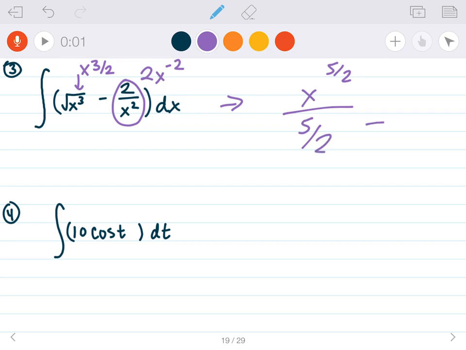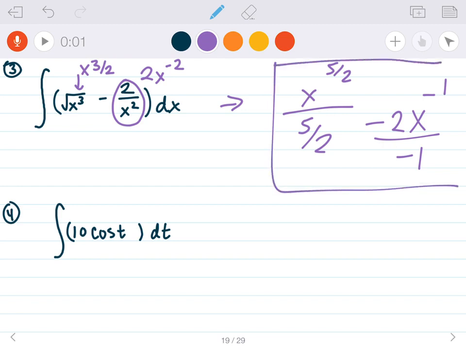Then if I add 1 to negative 2, I get x to the negative 1 all over negative 1. So that is my answer there. Plus c. I always forget. See? You guys are going to forget too. Don't forget the plus c.